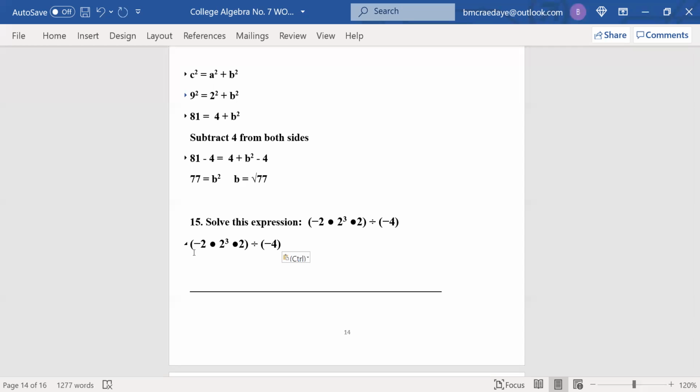Yeah, because let's see, this becomes -2 times. Okay, let's just write this -2 and okay, I'm gonna switch this to an asterisk. 2 to the third is 2 times 2 times 2, which is 8, right? Times 2. Now all of this is divided by -4. Okay. This is divided by, and you've got the division sign.